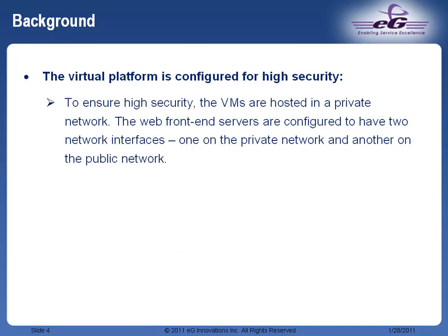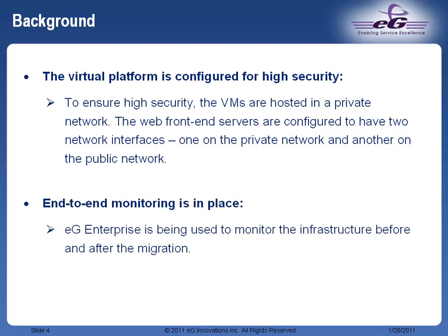Security is a key consideration during the migration. To ensure high security, the VMs are hosted in a private network. The front-end servers are configured to have two network interfaces, one on the private network and another on the public network. EG Enterprise is being used to monitor the infrastructure before and after the migration.